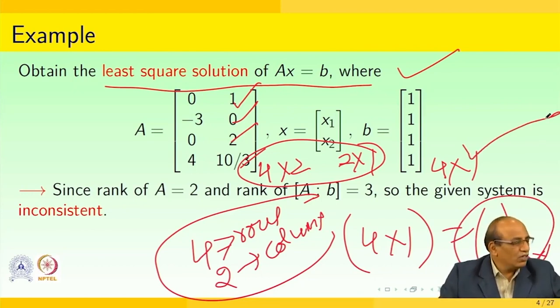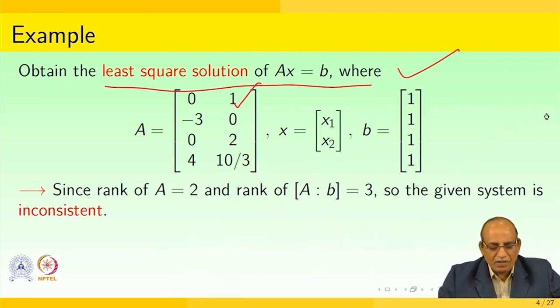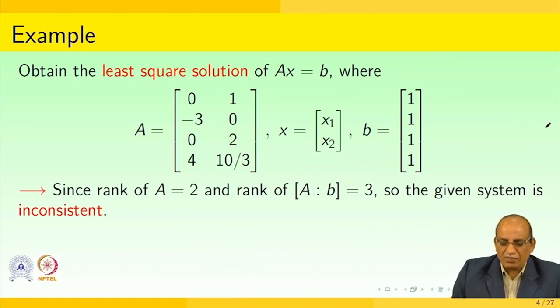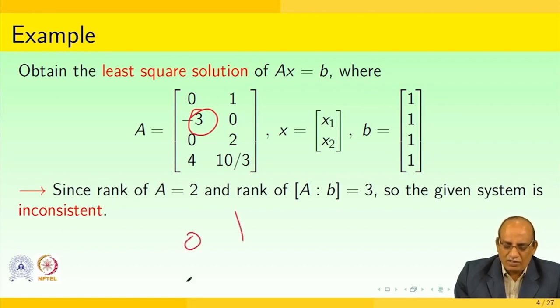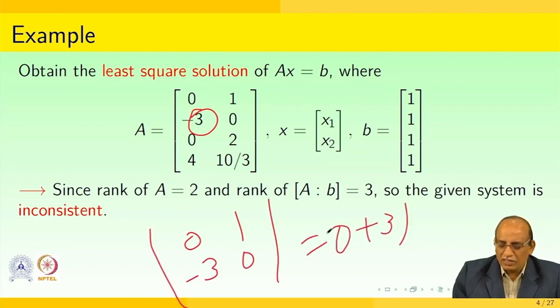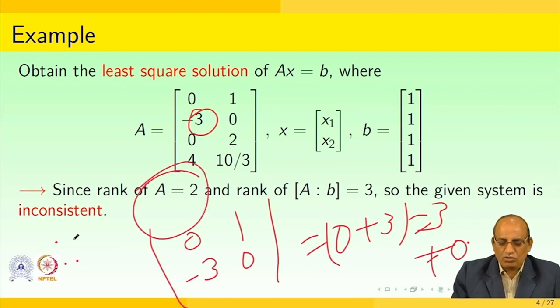So, therefore, you can see very closely what the rank of this matrix A is. Let's say there is a 1 by 1 submatrix, so the rank is not equal to 1. The maximum that exists is a 2 by 2 square matrix. If you take 0, 1, minus 3, 0, the determinant of this will be 0 plus 3, which is equal to 3, not equal to 0. So, therefore, a third order is not possible, and the rank happens to be 2.